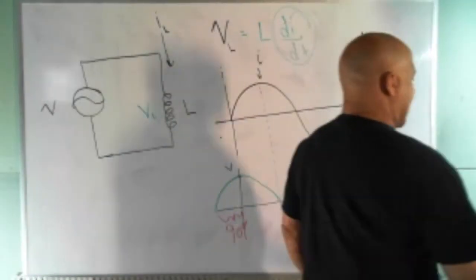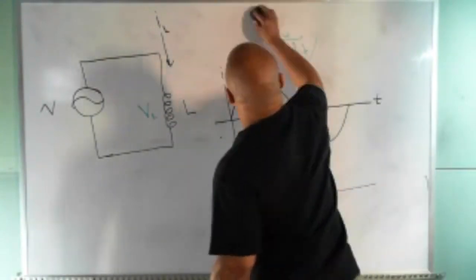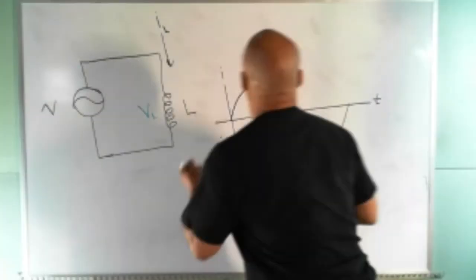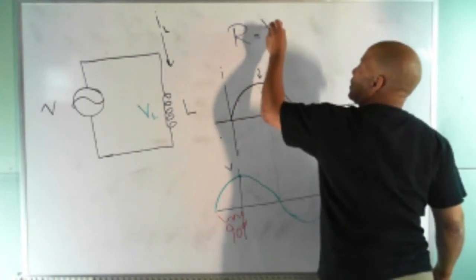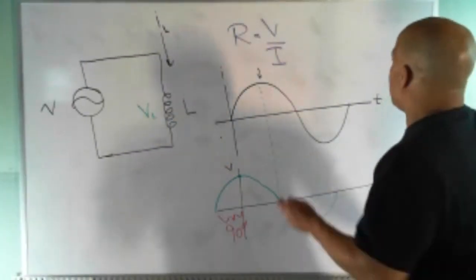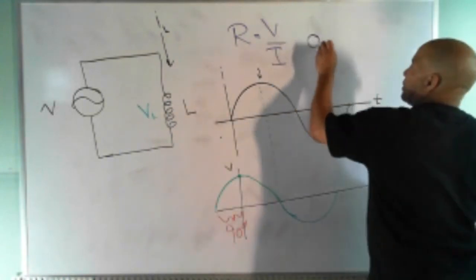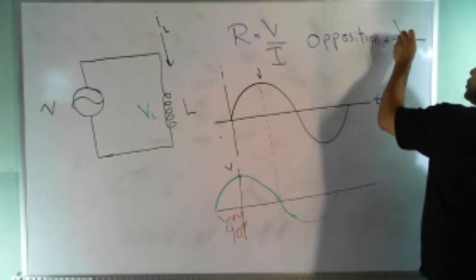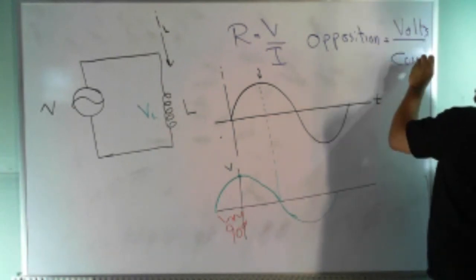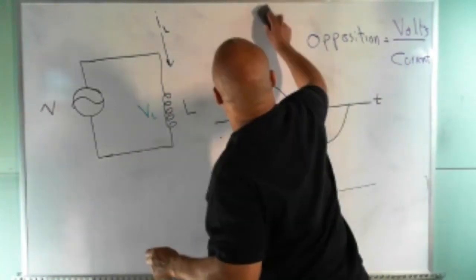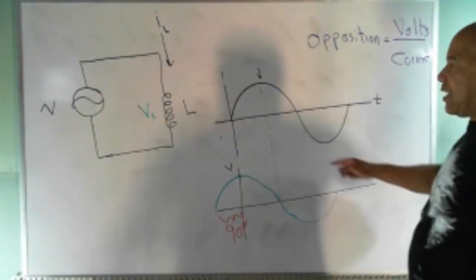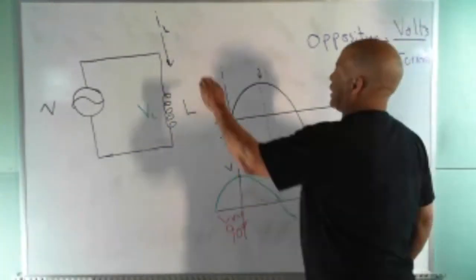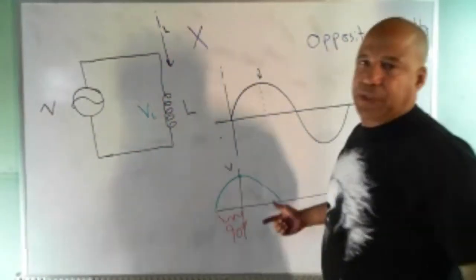So now I want to go back to that equation that I talked about earlier. We know that resistance equals voltage over current. But I want to rewrite this. I always want to say opposition. Any old opposition is equal to voltage over current. Why am I doing that? Well, because this is not a resistor, but yet it has opposition. And if I want to find it, I don't know what to call it, so I'm just going to call it X. In math, when you don't know what something is, you call it X. So let's just call this opposition X.